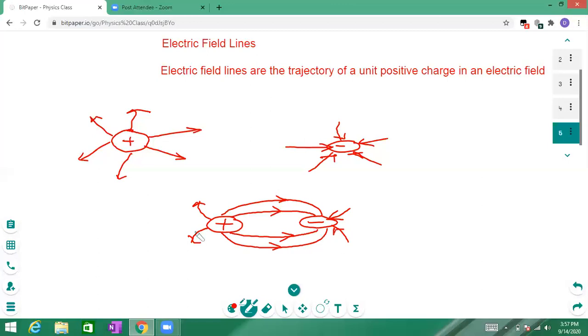Similarly, if two positive charges are present near to each other, the trajectory will be like this, because the positive charge will repel. Okay. So in this way, we can draw the field lines.